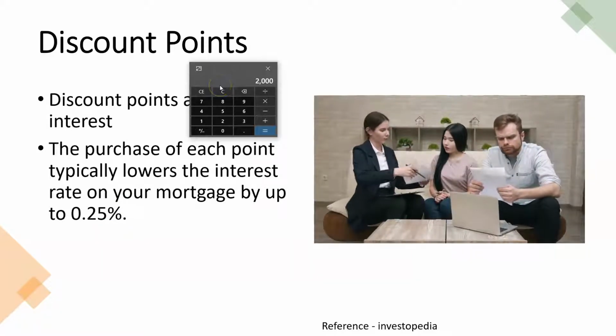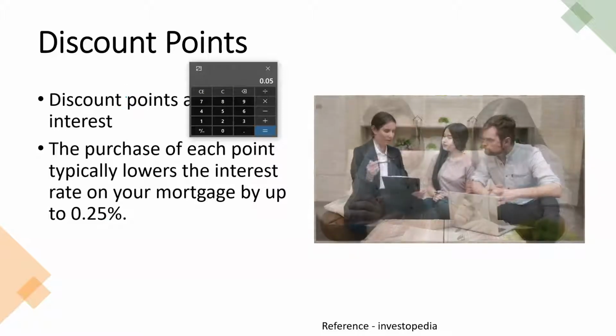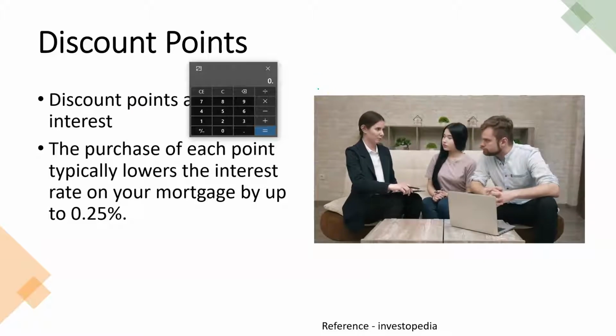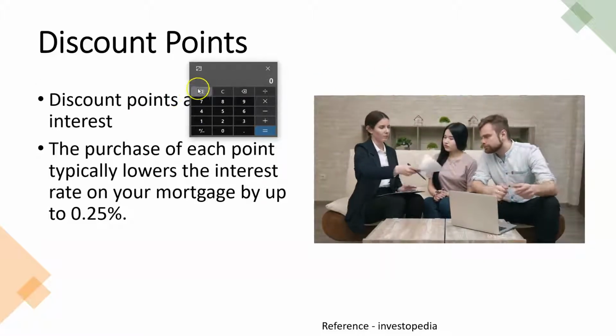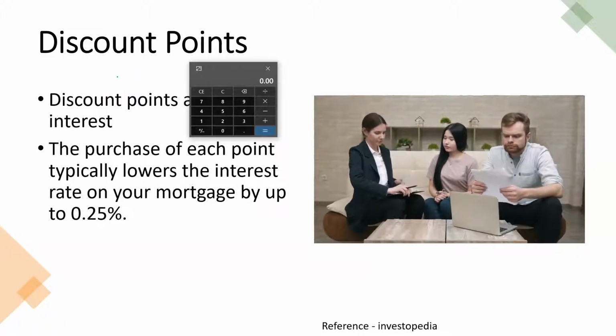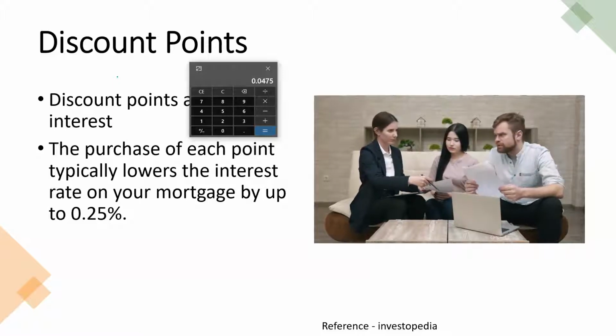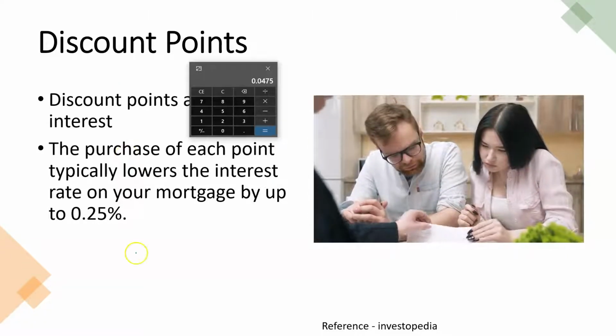But if it is 0.25% for each point that was purchased, if your interest rate was 5%, 0.05 minus 0.0025, you would expect then the interest rate to be 0.0475 or 4.75%.